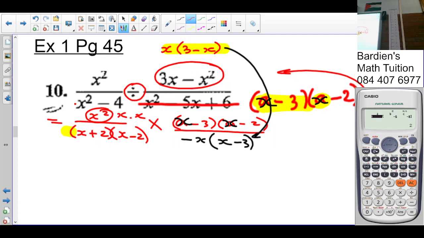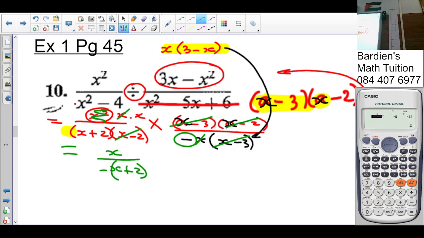Okay. So what happens? That x cancels one of those x's, not so? x minus 3 cancels x minus 3. x minus 2 cancels x minus 2. So what are we left with? x over x plus 2, and that negative lies there.